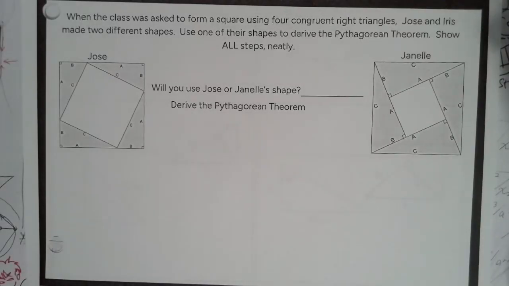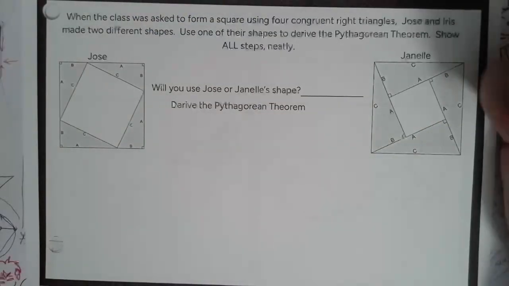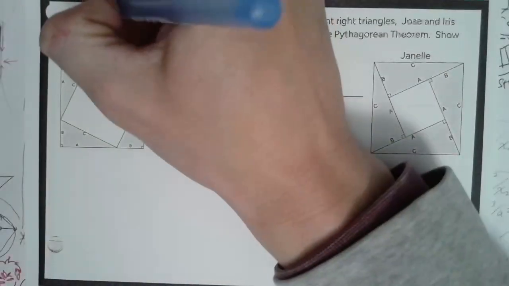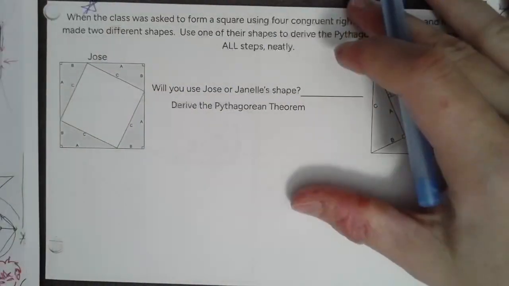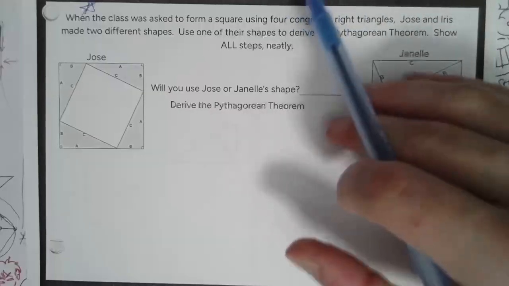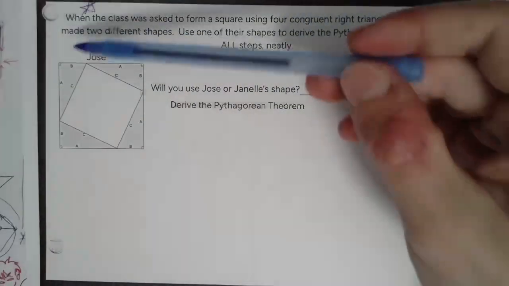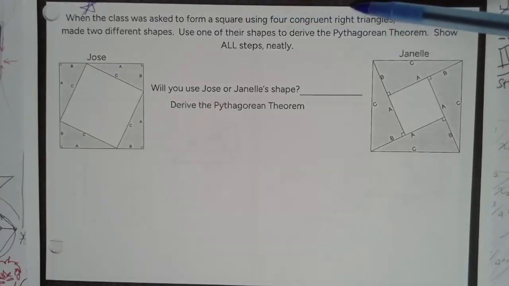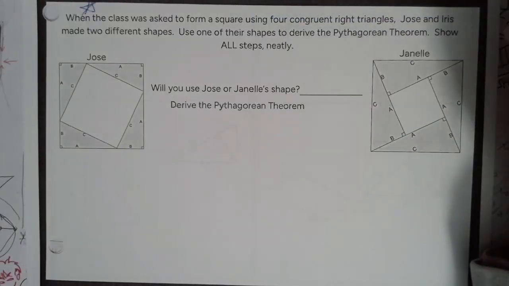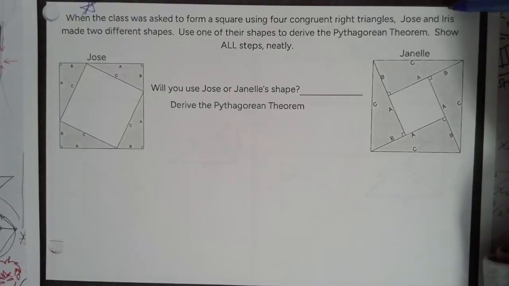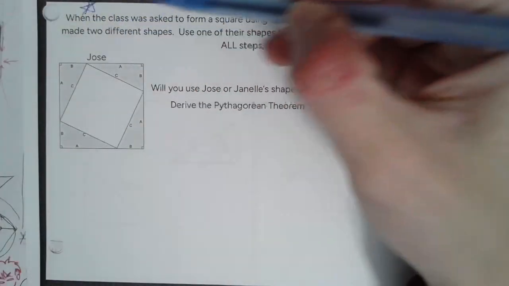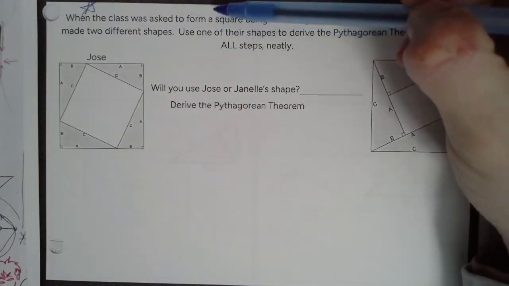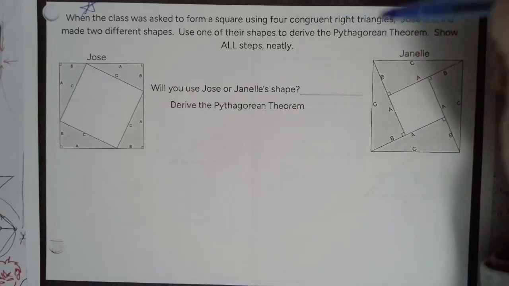To show that the Pythagorean theorem is true here, I'm going to read this question as is. This will be on the test, so star it if you're in honors. If you're watching this and you're in on level, this is not going to be on the test, so let's skip this. Ready? When the class was asked to form a square using 4 congruent right triangles, just like we did in class, Jose and Iris made 2 different shapes. Use one of their shapes to derive the Pythagorean theorem.